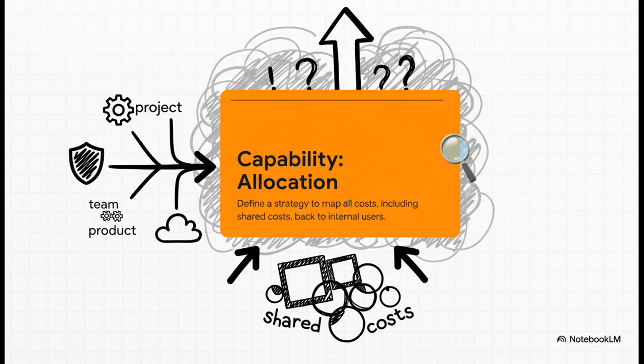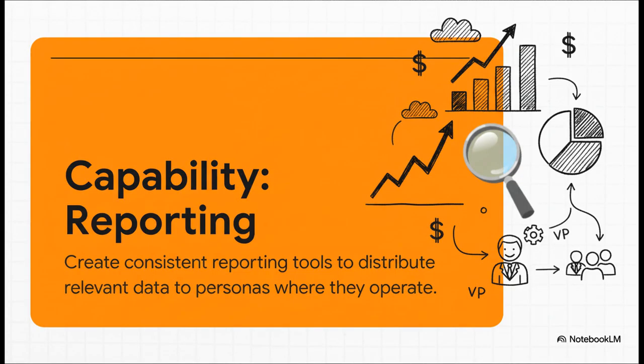Figuring out how to fairly split up those shared costs, things like support or network egress, so that everyone feels like the system is fair and equitable. And finally, our third leg, reporting. Because look, all that beautifully ingested and perfectly allocated data is completely worthless if it's just locked away in a spreadsheet on someone's laptop, right?